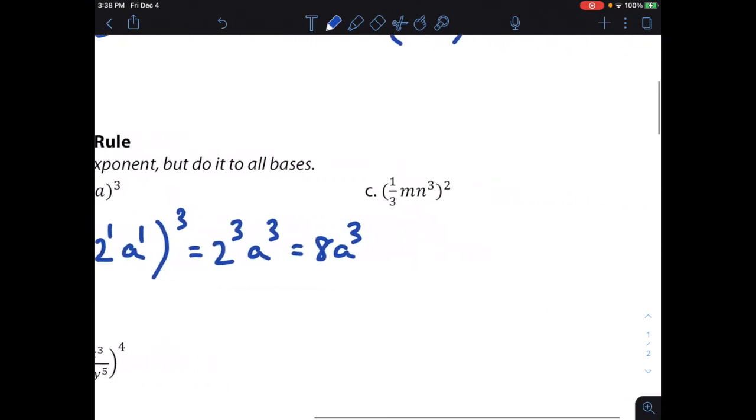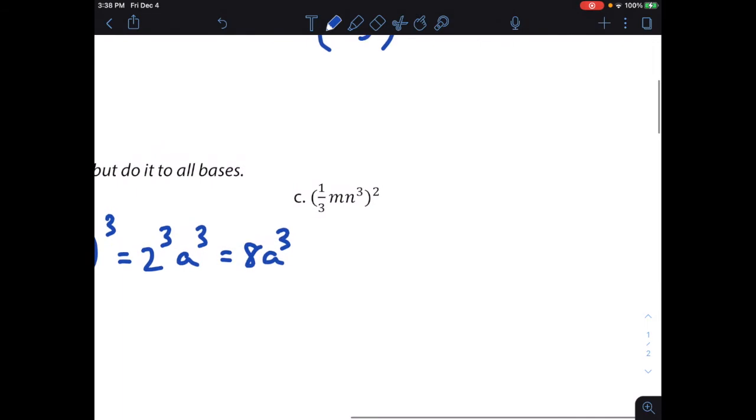Okay, so let's look at another one. And this one ups the complexity quite a bit because we have a fraction, we have two variables, one exponent we can see, one exponent on the outside we can see.